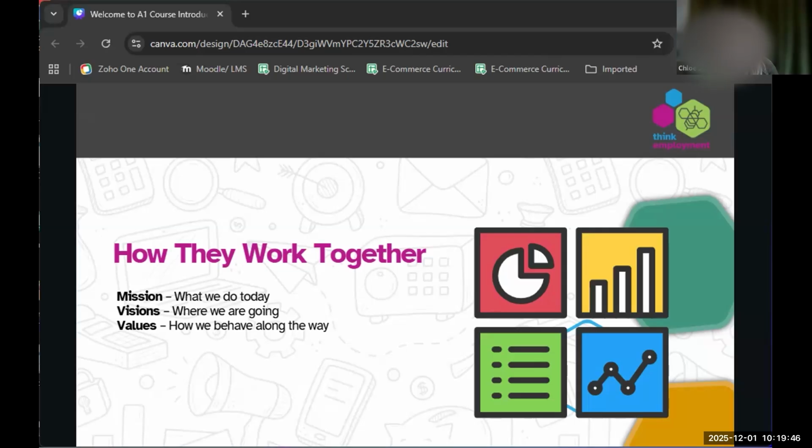Core structure is basically the foundation of the company, and it's always something for the company to go back to, to make sure that they're on the path that they set out to be.